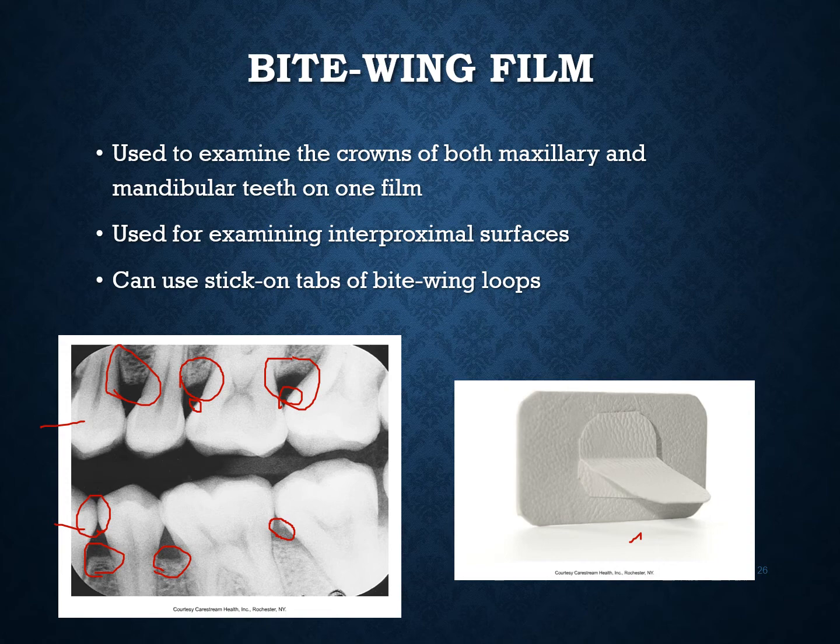Anyway, used for examining interproximal spaces, and there are certain types where you can stick little stickers onto your sensors or onto your film in order to take bite wings, or you can just use the film holders that are made for taking bite wings too. That's not a big deal.